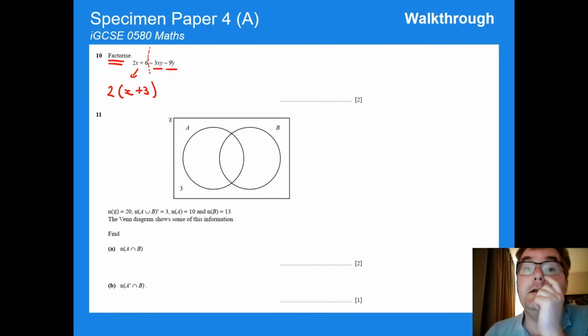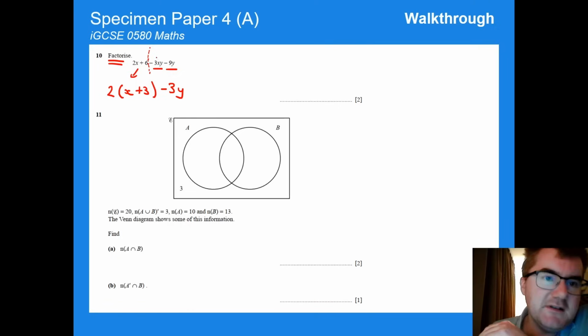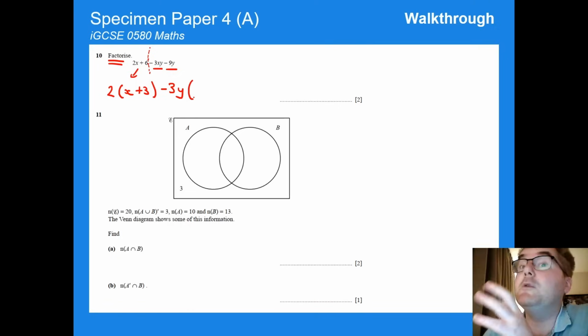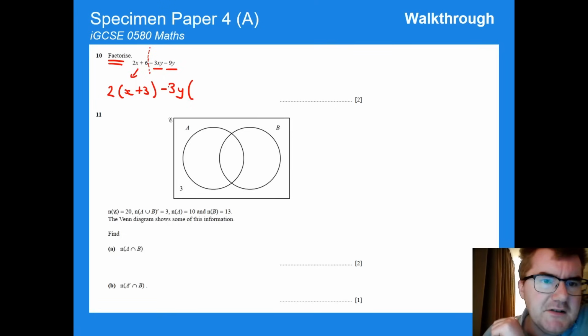Now here I do exactly the same process. What do they have in common? Well, a minus 3 goes into both. They also have a y as well. So we're going to take out minus 3y because they have that in common, and then work backwards. So what do you multiply minus 3y by to get minus 3xy? That's x. What do you multiply minus 3y by to get minus 9y? Well, that's just plus 3.